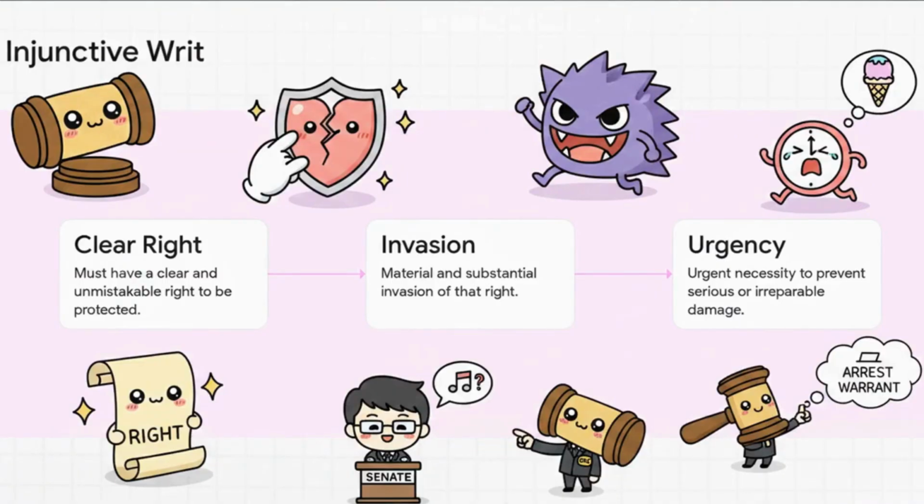To unlock this kind of extraordinary relief, you've got to clear three very specific legal hurdles. First, you need a clear right currently in existence. Second, there has to be a material invasion of that right. And third, an urgent necessity to prevent serious damage. The OSG argues that the petitioners completely failed on all three fronts.